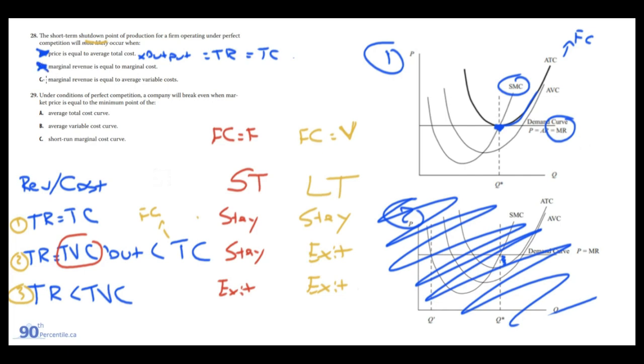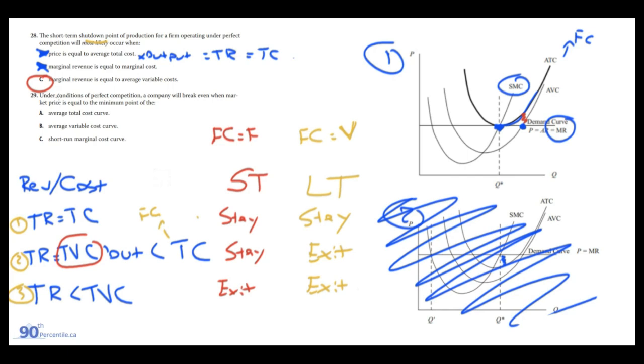Whereas for C, marginal revenue is equal to average variable costs. You can logically think about it, but also if you look at the graph here, if marginal revenue equals average variable cost, that'd be this point right here, and we are losing cash. I could draw it a little bit better, but we're losing cash from this area, the difference between the marginal revenue and the average total cost. So this is when the firm would shut down.